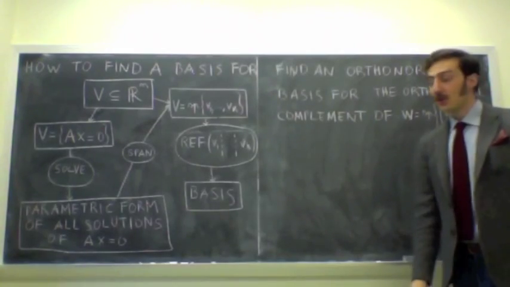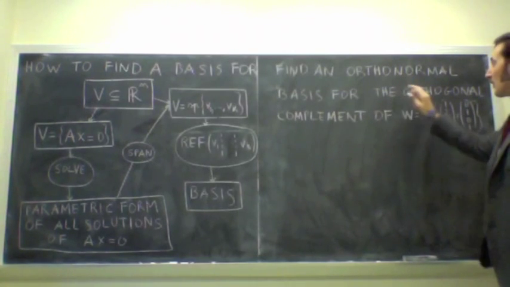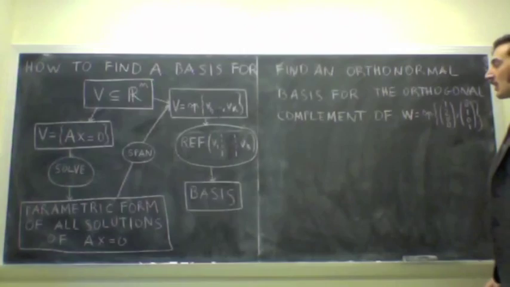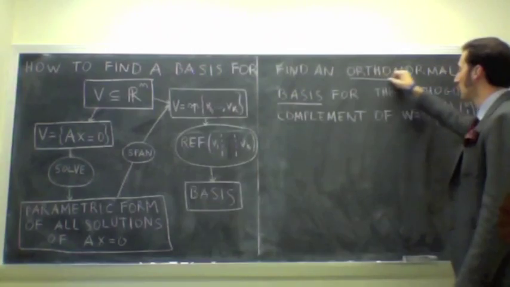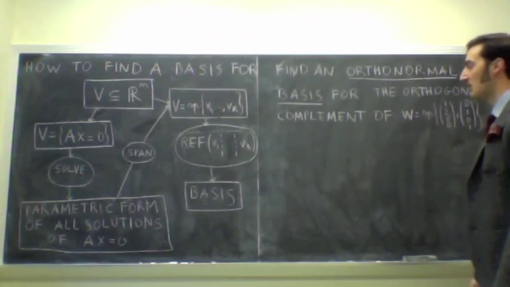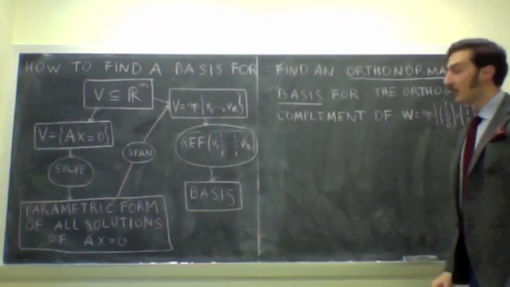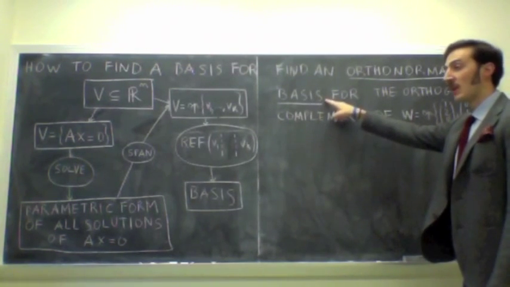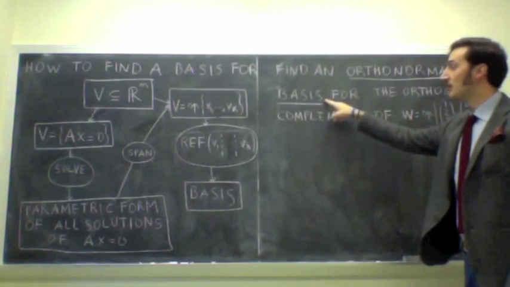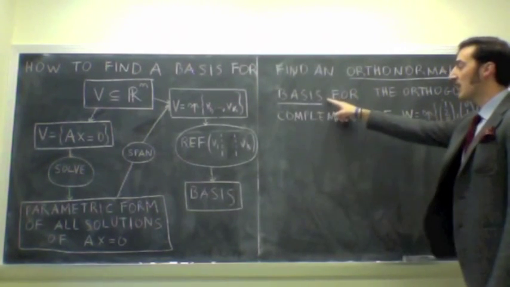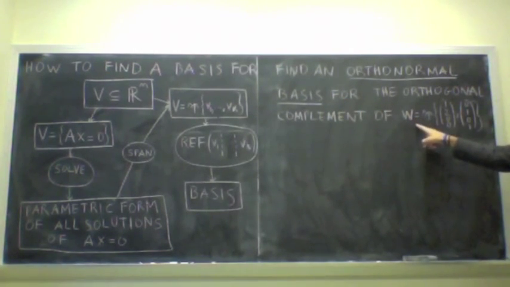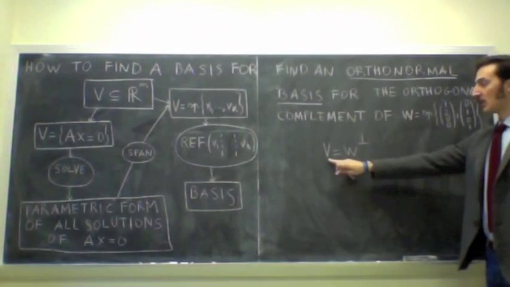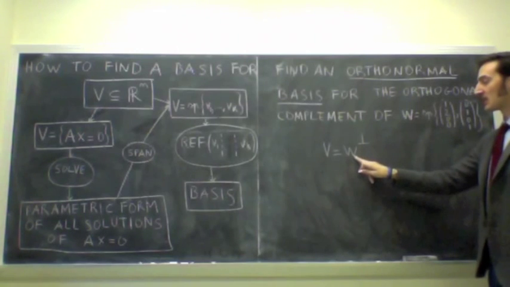Let's see another example. We are asked to find an orthonormal basis for the orthogonal complement of W. So what we are asked is to find a basis which is orthonormal for the orthogonal complement of W. So the first step, we have to find a basis. Once we find a basis, we can apply the Gram-Schmidt procedure. Okay, now we have to find a basis. For which space? The space we are interested in is the orthogonal complement of W. Let's name this space V. So as you see, V is the orthogonal complement of W.